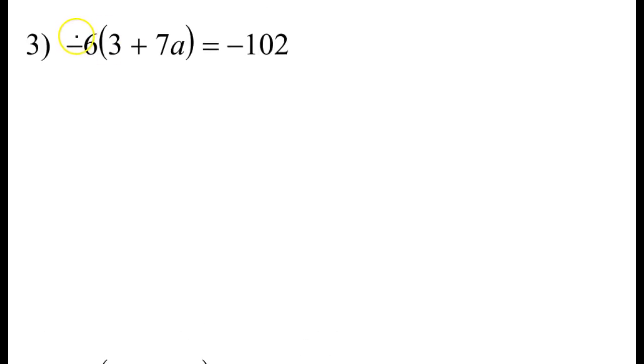So I'm going to go through actually the left-hand column, front and back, and just do the first step, just to remind us how to get started. So let's go down 3. Negative 6 times 3 is negative 18. Negative 6 times 7a is negative 42a.